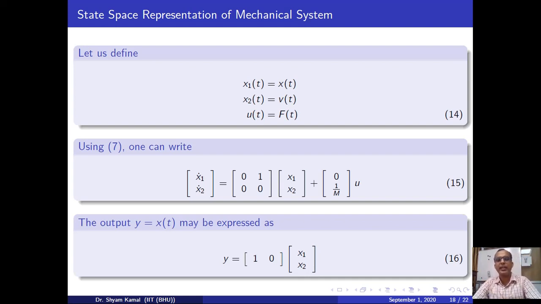And the output here I can represent like this. So this is the one representation where we can talk about the state, the mathematical expression, and about the output. So this is a complete representation of the dynamical system or mechanical system.